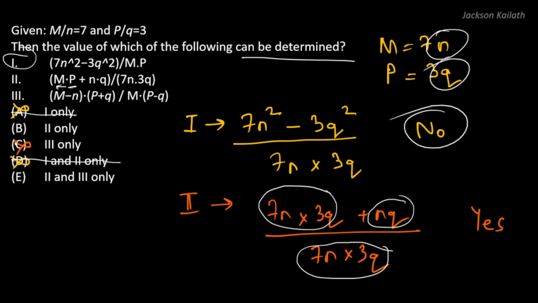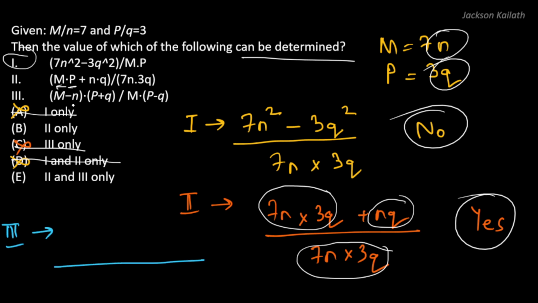Now that means I can cancel option C because this says 3 only, but 2 also can be determined. So this is also out, and we are still left with 2 options. Therefore we have to check statement 3 as well. So statement 3 says m minus n into p plus q divided by m into p minus q. So let's simplify this as much as we can. So instead of m, we write 7n, and instead of p, we write 3q.